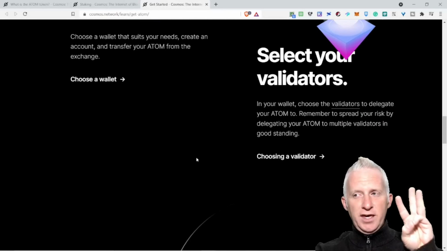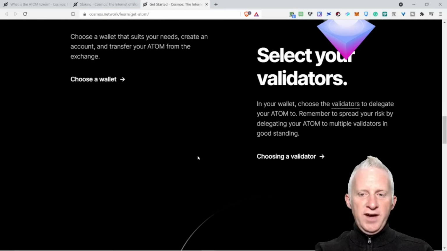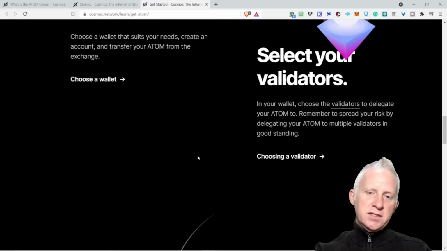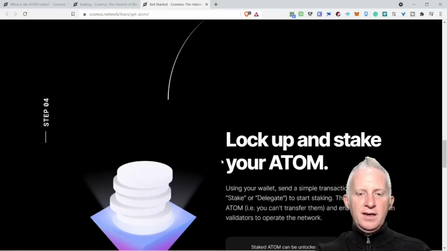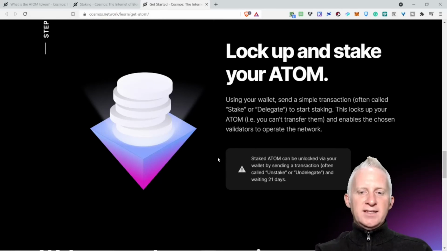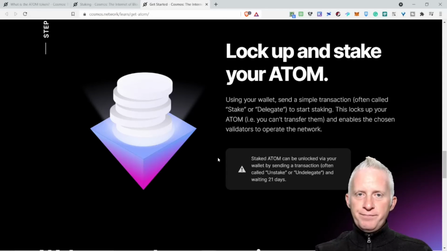So the third step here is to select validators. In your wallet, choose the validators to delegate your Atom to. Remember to spread your risk and delegate your Atom to multiple validators in good standing. This is important. The last step is to lock up and stake your Atom. Using your wallet, send a simple transaction, often called stake or delegate, to start staking. This locks up your Atom, very straightforward, and enables the chosen validator to operate the network.